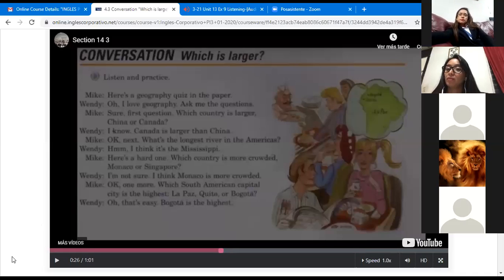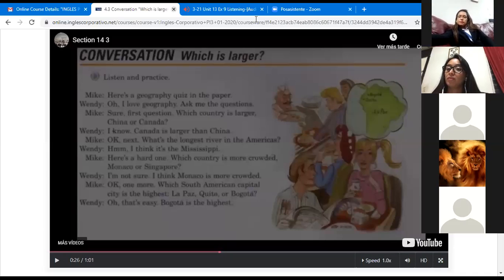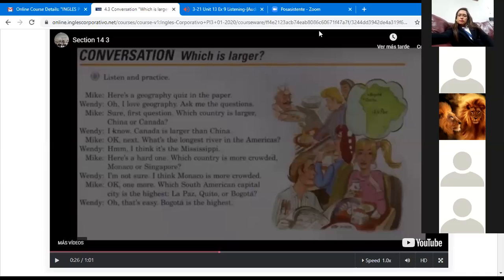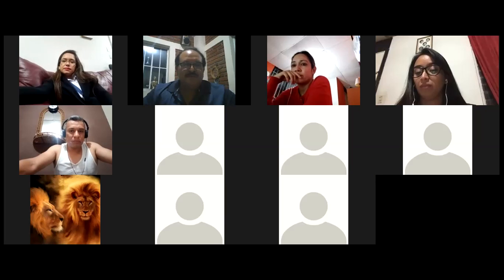No problem with vocabulary? Okay. What is the meaning of crowded? Crowded is when there are a lot of people in one place. Full of people, yeah. Crowded. Okay.